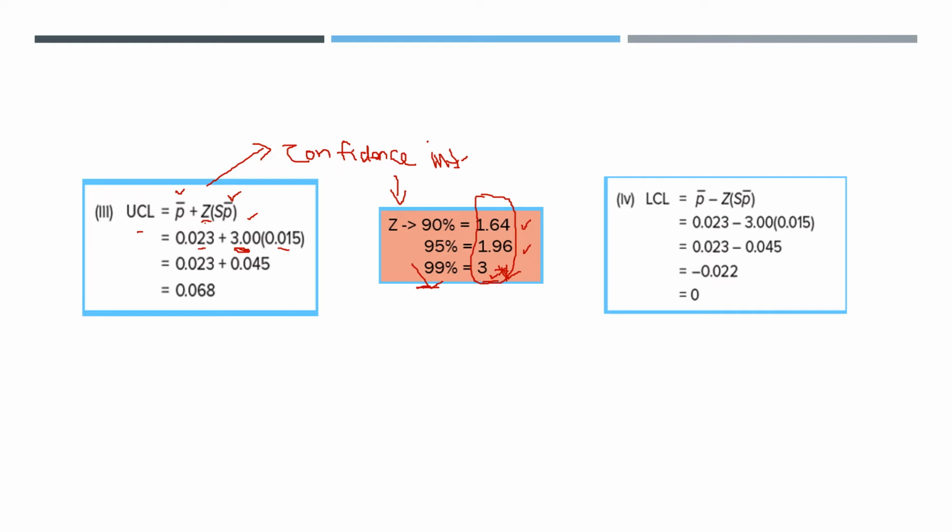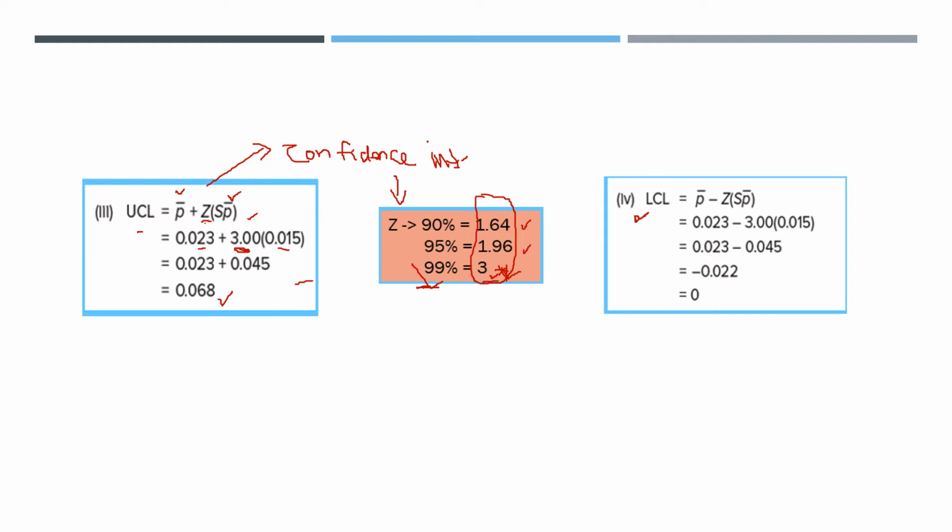And we got an answer of 0.068. So this will be the UCL, that is the upper control limit, that is the upper line on the graph. Then next step, number 4, that is to calculate the LCL, that is lower control limit. Okay, so the opposite of UCL.